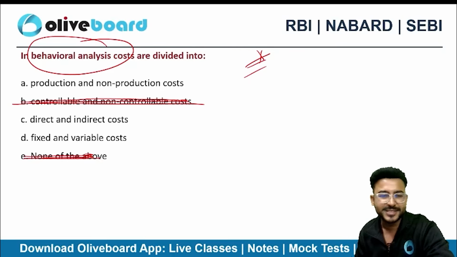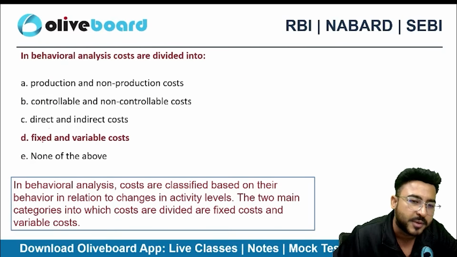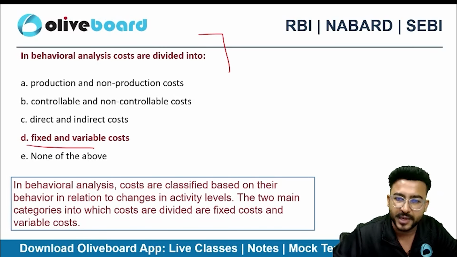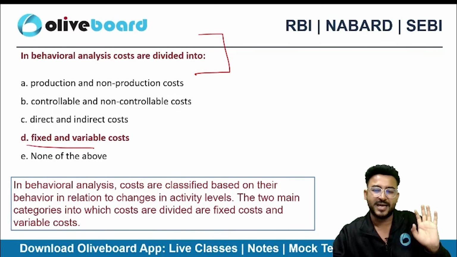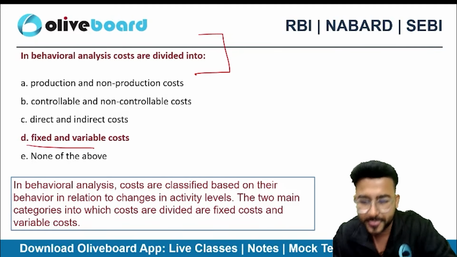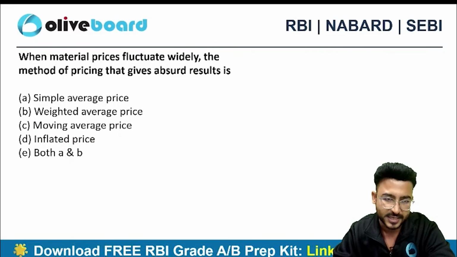The correct choice here is fixed and variable cost, one of the most simple questions and the first thing that we study in the basics of cost classification. Okay.